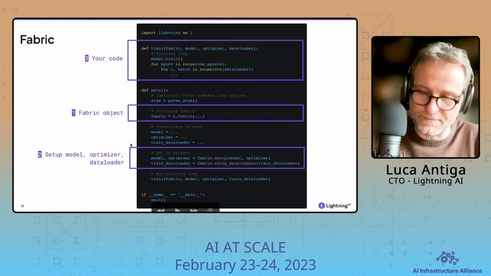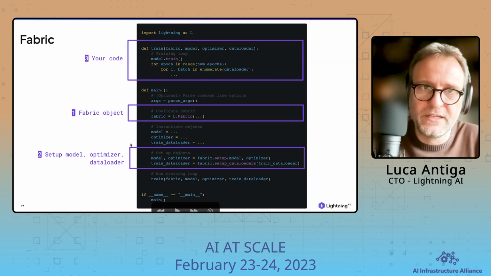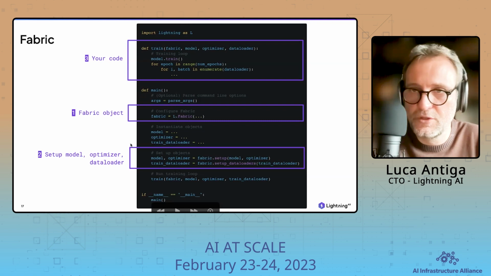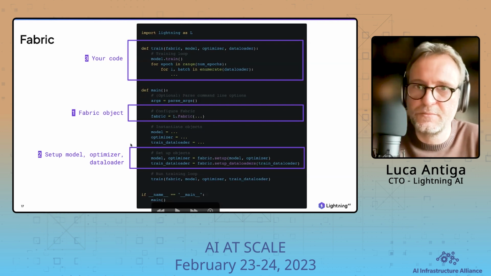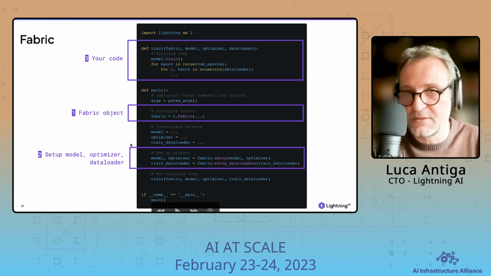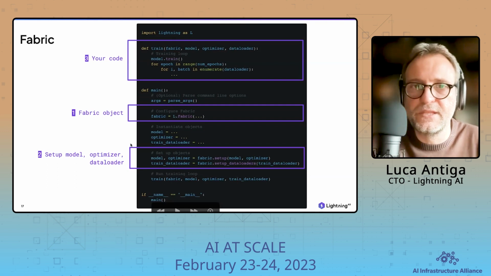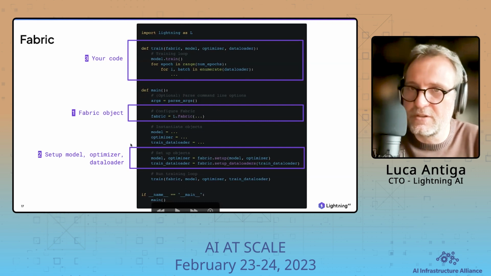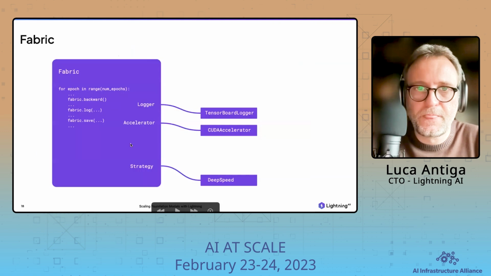But then after that is done, your code will be a modified code compared to your training loop. So you have full control of your training loop, except that you will be able to call a few things on the Fabric object that we'll see in a second that will allow you to still write very raw code, but with full control of what happens.